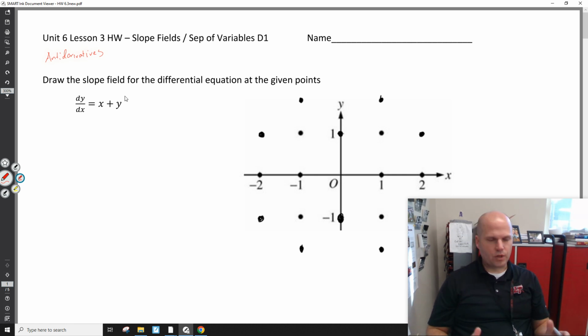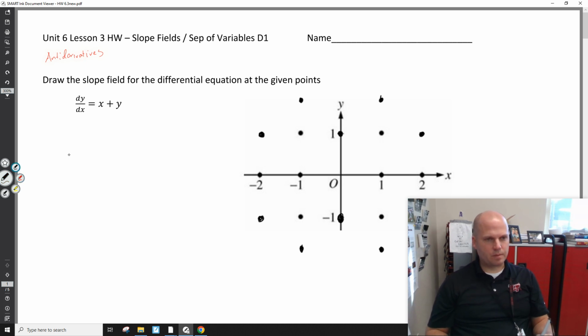But what we started with in the lesson was this idea of what if you don't know how to take the antiderivative? Is there a way to possibly see what your antiderivative looks like, what the equation could be, without actually taking the antiderivative? And this is what a slope field's about.